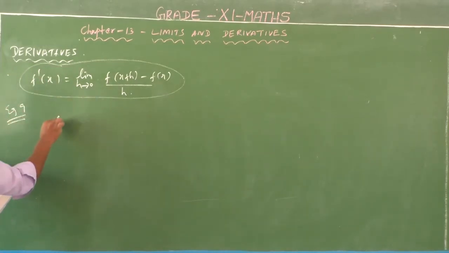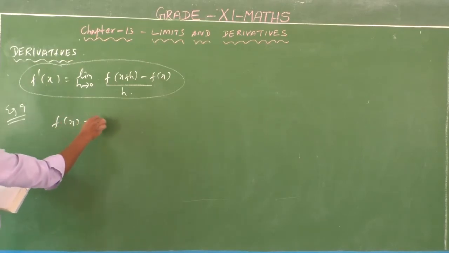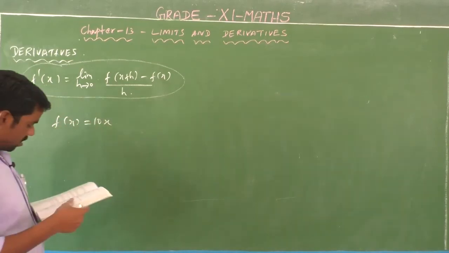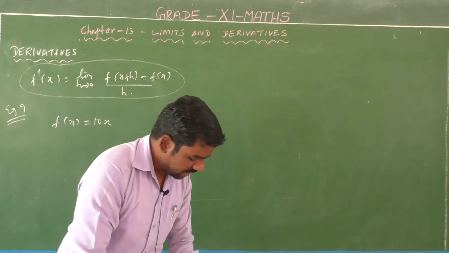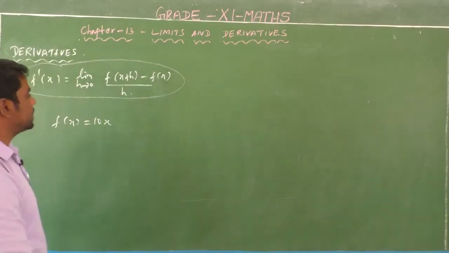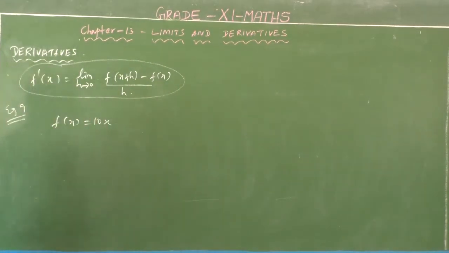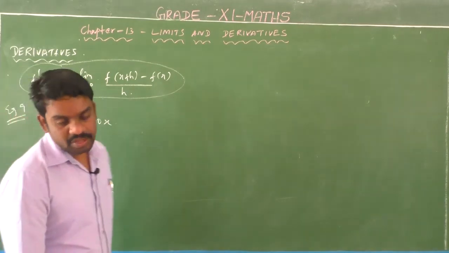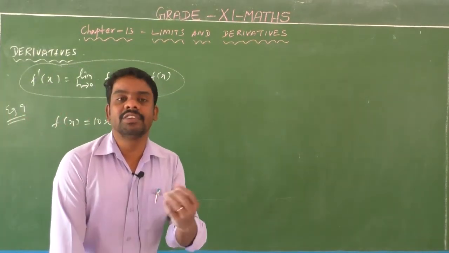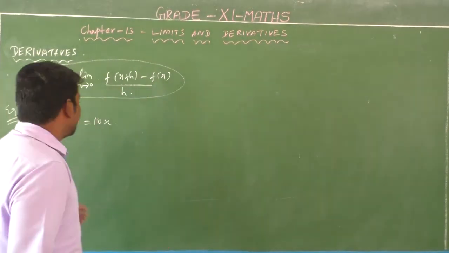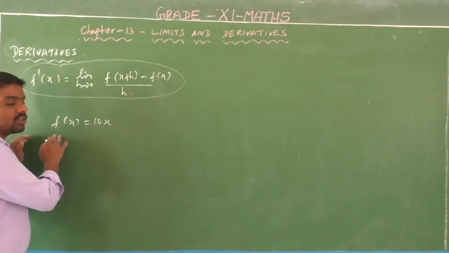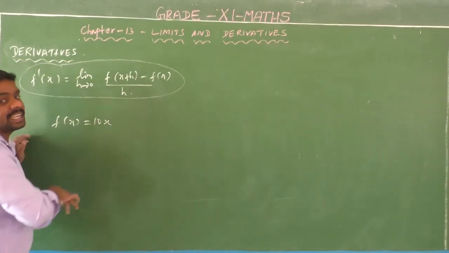Example number 9: find the derivative of f of x equal to 10x at x. Find the derivative of f of x equal to 10x. Listen students, in the previous question, we found the derivative of some function at x equal to any one constant, that is a. But here, find the derivative of this function at x.